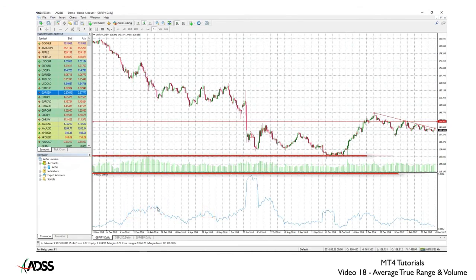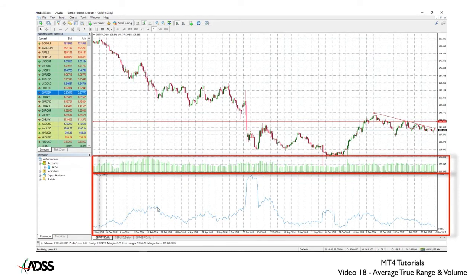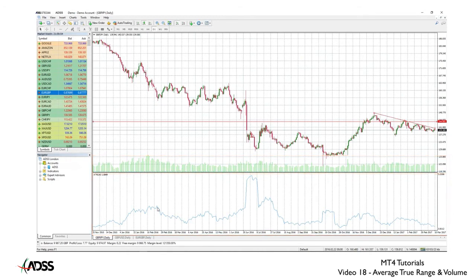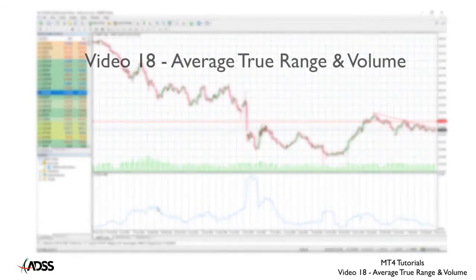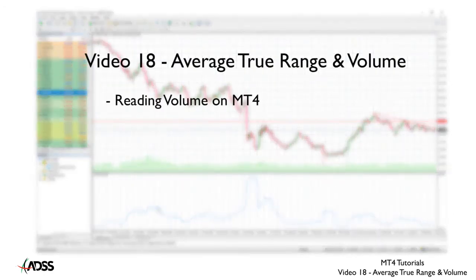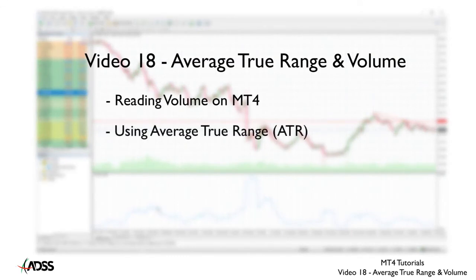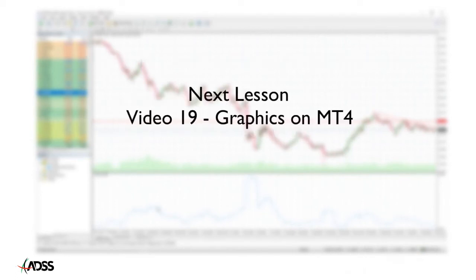Monitoring ATR and volume may not be something you want to do in your first few days of MT4, but you may want to refer back once in a while to see what the markets are doing in relative terms. To review, in this lesson we covered reading volumes on MT4 and using average true range, ATR, to gauge market activity. In our next lesson, we will look at using graphics on your MT4 charts.